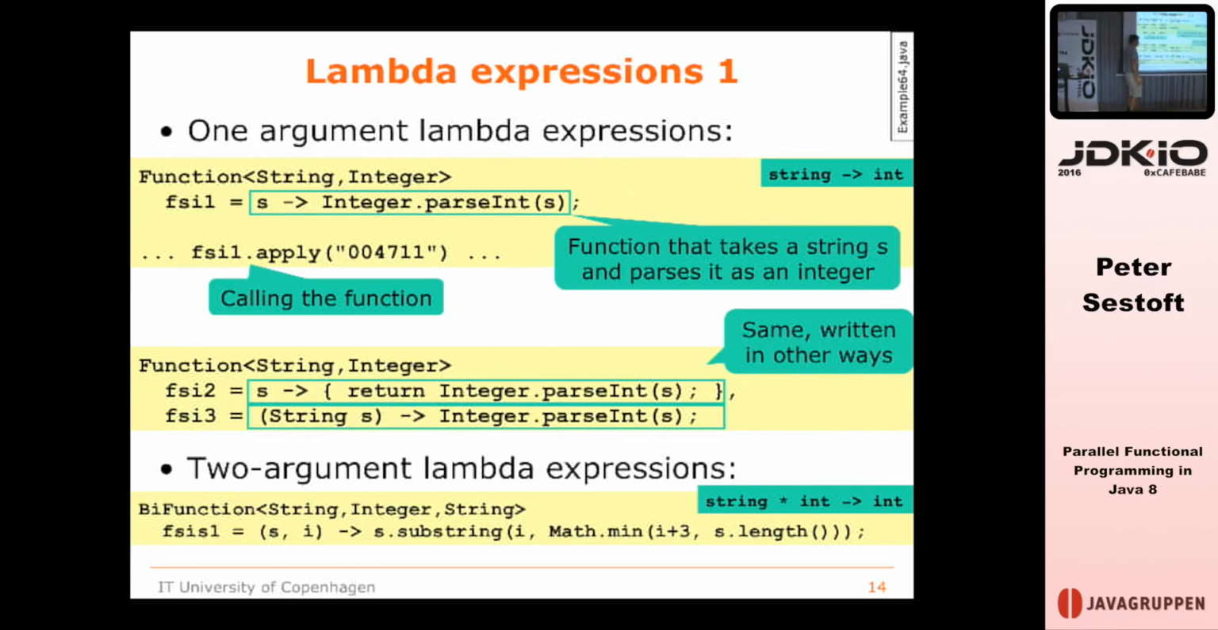block, and within that block I can have a return. So I can have a whole method body there, and I can give the type of the string also. So I can also have two-argument lambda expressions, so one that takes a string s and an integer I and returns some other string computed from that.